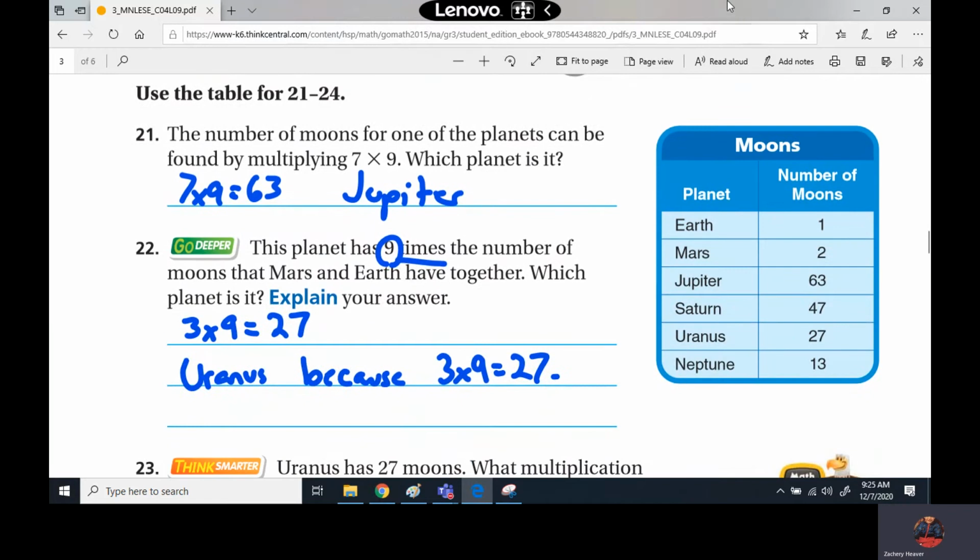All right, so the number of moons for one of the planets can be found by multiplying 7 times 9. Which planet is it? 7 times 9. What's 1 less than 7? 6. 6 plus what make 9? 3. 63. And the answer is Jupiter, because Jupiter has 63 moons.